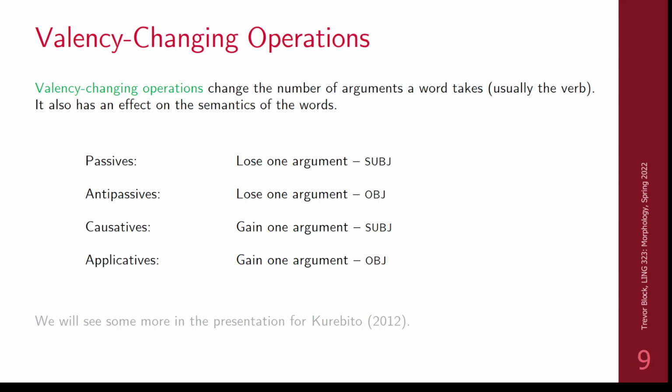So we can change the valency of verbs through different valency changing operations, and different languages will use different operations. One that we're familiar with in English is what's called the passive form. So we take an active sentence and we turn it into a passive. Other languages have things called antipassives, causatives that are expressed through word formation, and applicatives, as well as some other types of operations that we'll see in Kurabito 2012, as well as the Smirnova and Shustova paper.